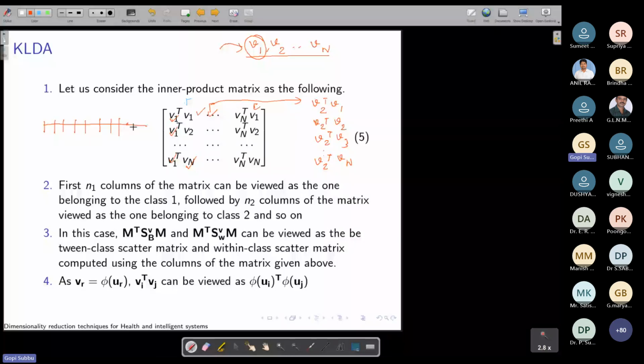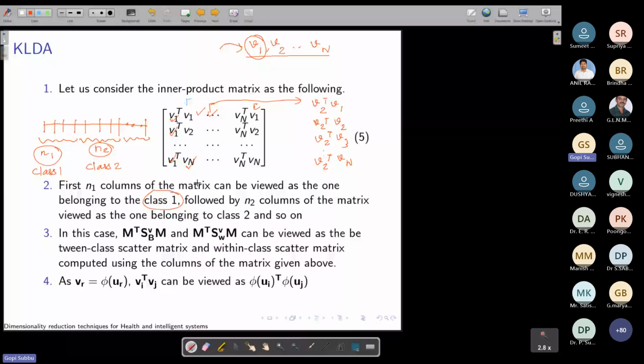The first n1 columns can be viewed as the ones belonging to class 1, followed by n2 columns that you treat as belonging to class 2, and so on. If you have only 3 classes, the remaining columns belong to class 3, or you can even have class 4, class 5, and so on. Now comes the important fact.